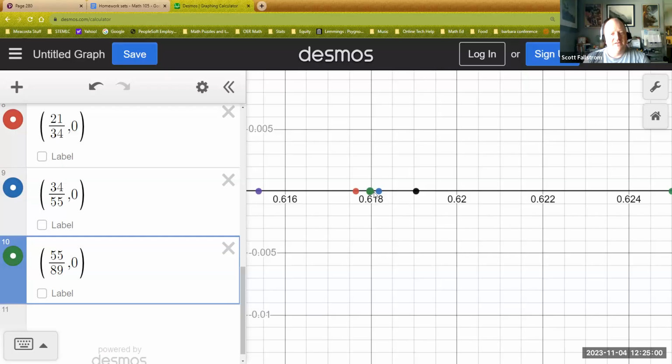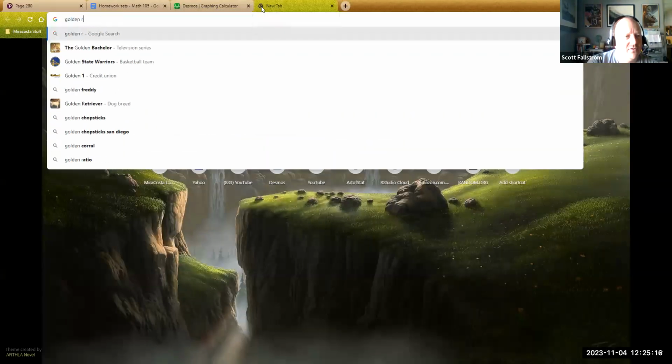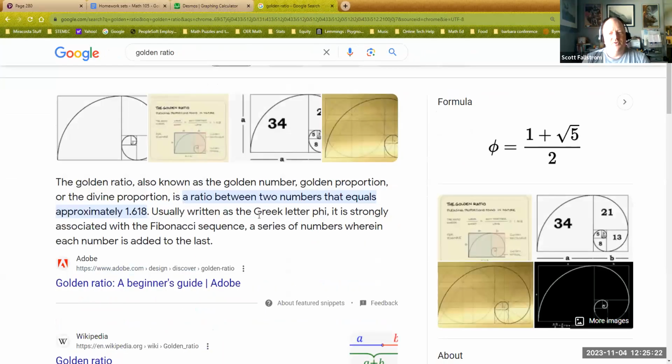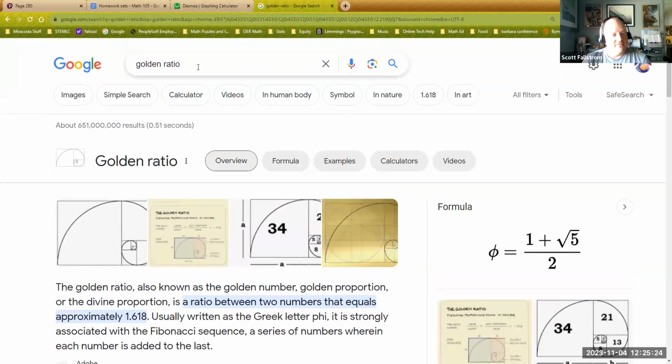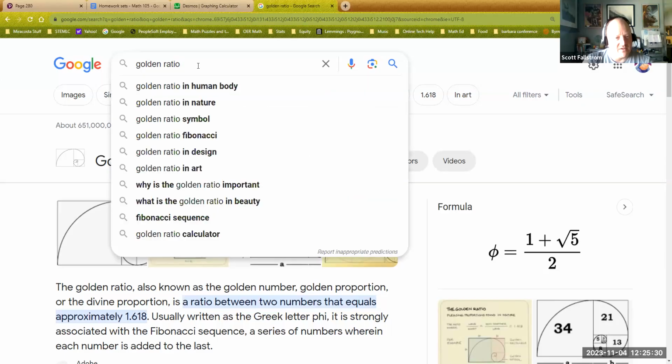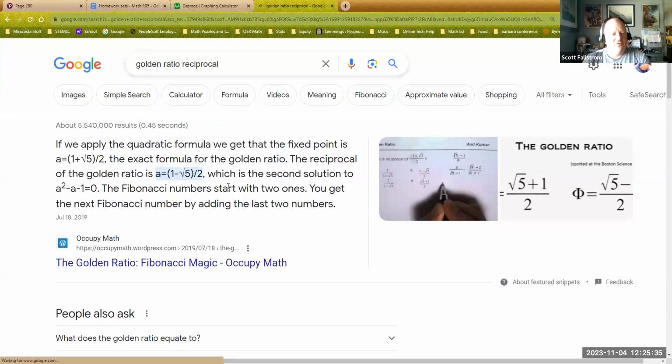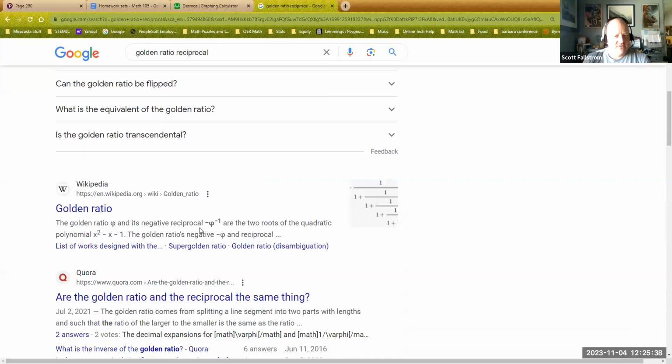In math, when we have something like this, and it actually shows we get closer and closer every single time, we have what's known as a limit. And this is actually approaching a very specific number. The ratio in the Fibonacci sequence is getting closer and closer to what is known as the golden ratio, in this case, the reciprocal of the golden ratio, which is 1.618. And if you look at the reciprocal of that, you get 0.6.